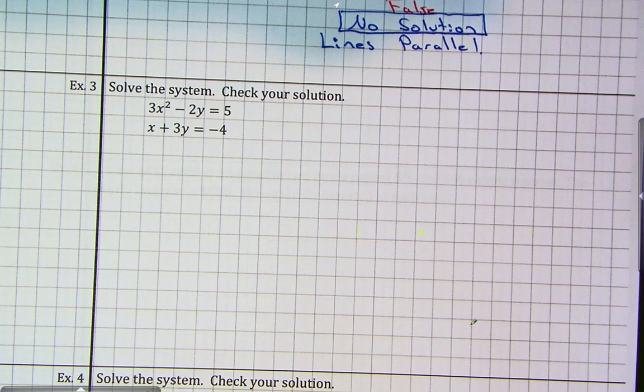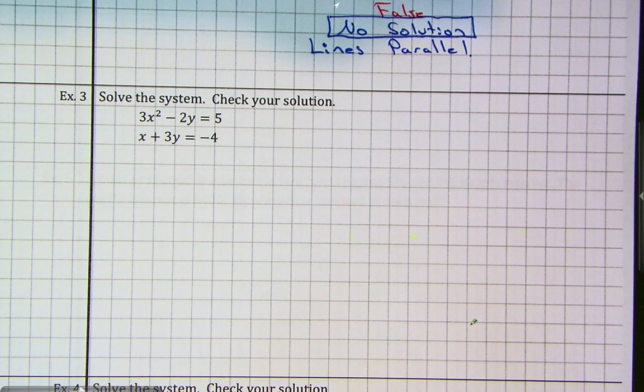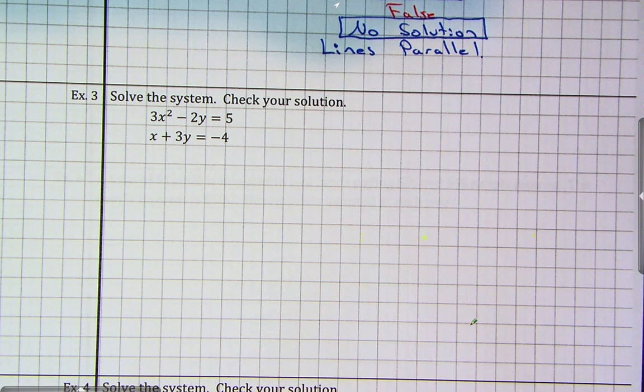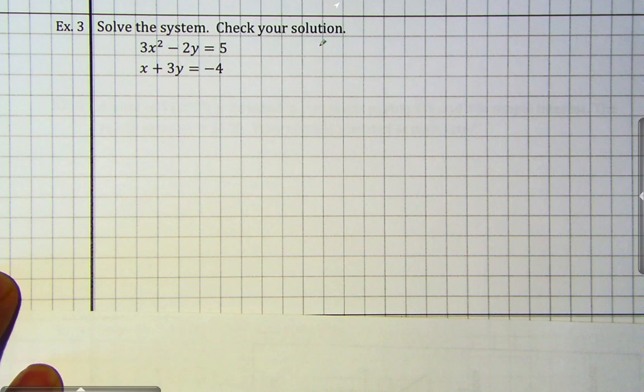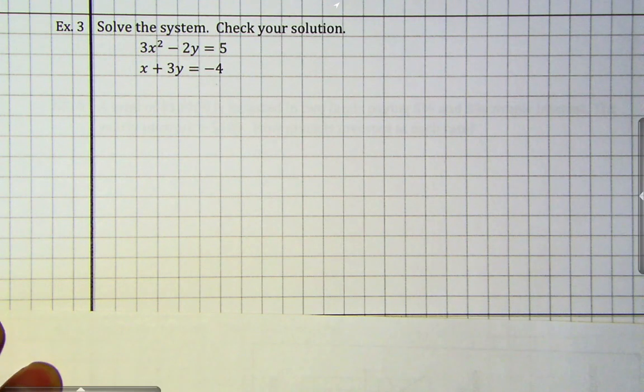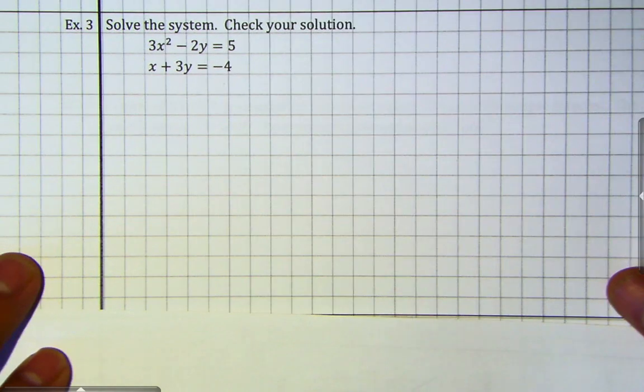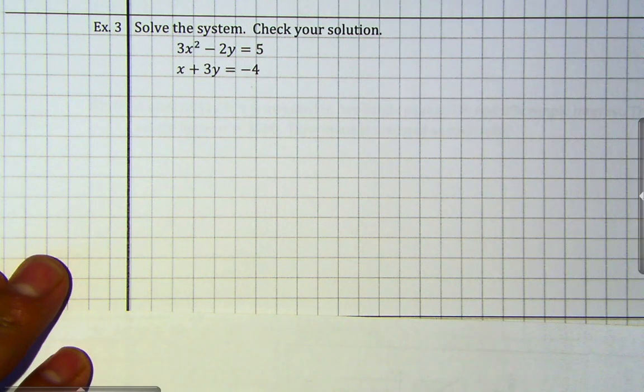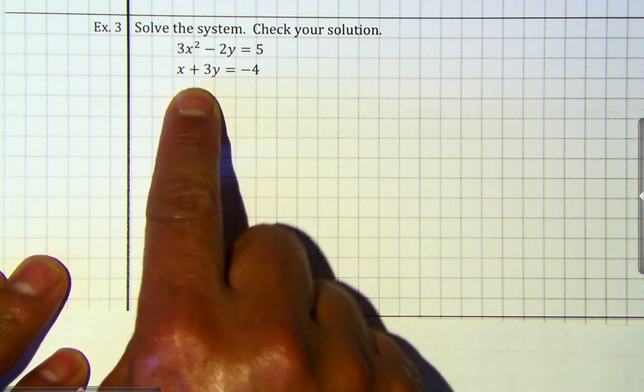So go and copy it down, and we'll start once you are ready. Go and pause it. So now for example number 3, we have two equations once again. But if you notice, now we have a quadratic equation and a linear equation.